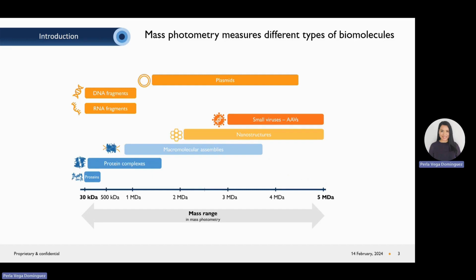In this slide, I would like to show you the mass photometry mass range. So the smallest particle that mass photometry can detect is a protein of 30 kilodalton, but then it can go all the way up to 5 megadalton plus. That's why mass photometry can be used to measure any particle within this mass range. In fact, all these types of biomolecules or particles have been characterized using mass photometry.